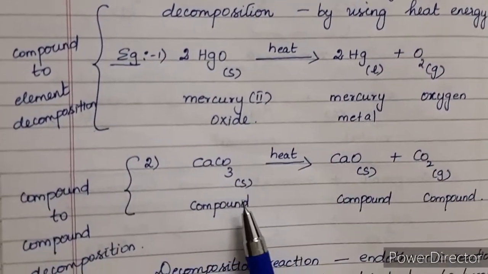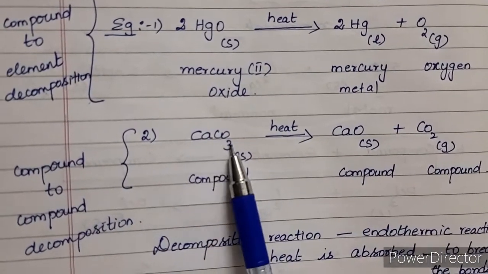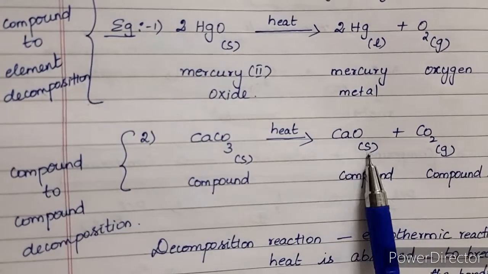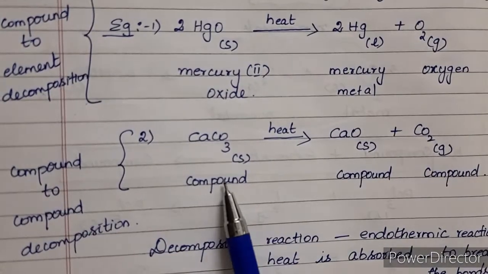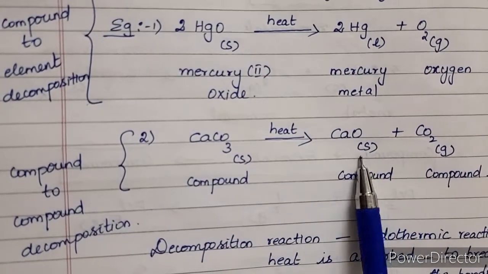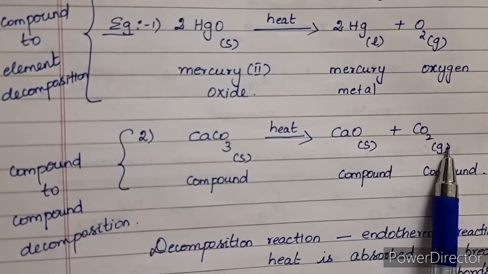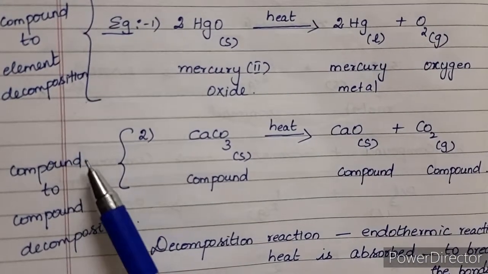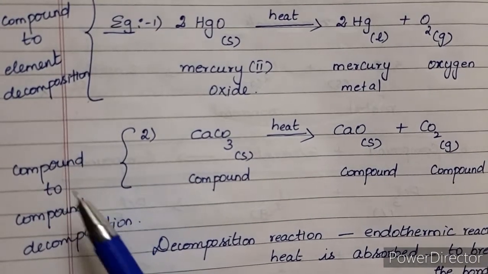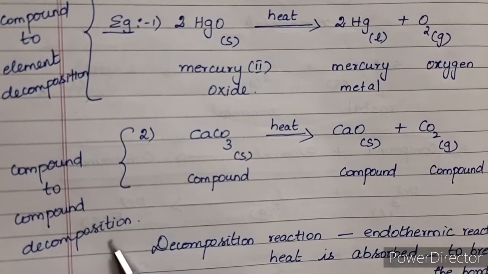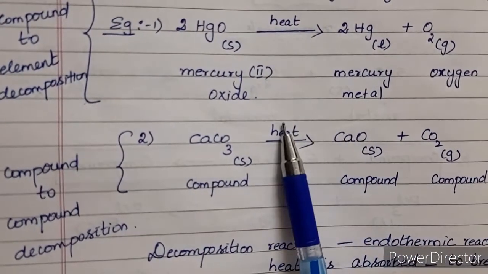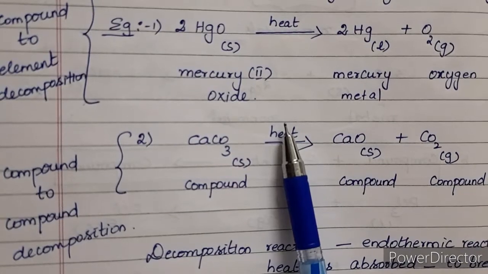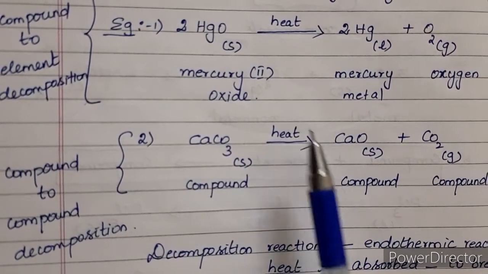Now look into the second example, children. Here you have calcium carbonate. On absorbing heat energy, what happens? It decomposes to calcium oxide and carbon dioxide, isn't it? Here this is a compound and the products formed are also compounds. So the decomposition of the compound gives two compounds. So this comes under the classification compound to compound decomposition, right? So in both these reactions, heat energy is absorbed for the decomposition reaction, so it is called thermal decomposition reaction.